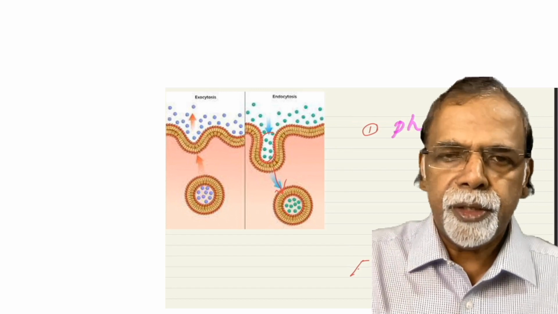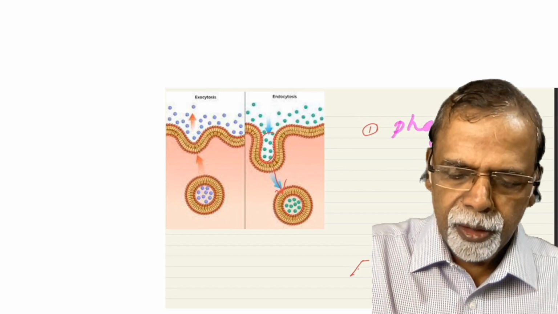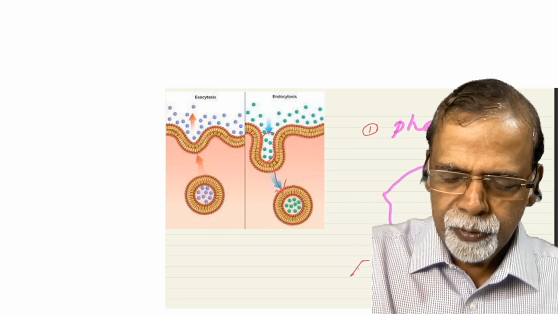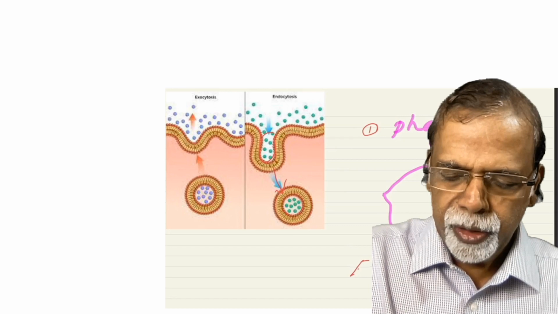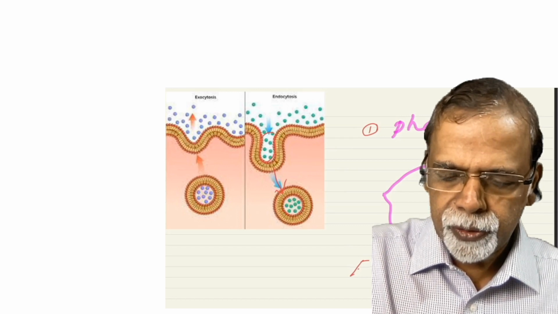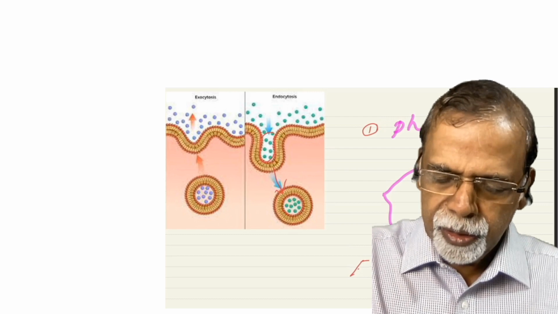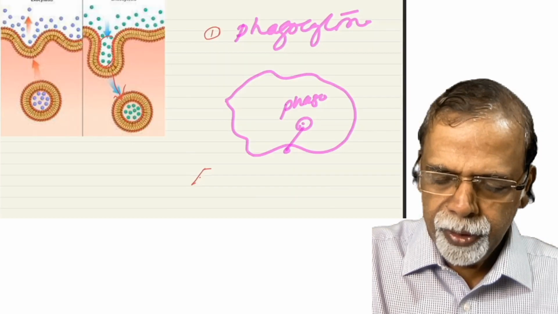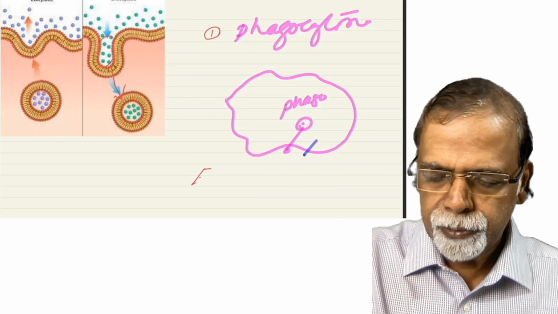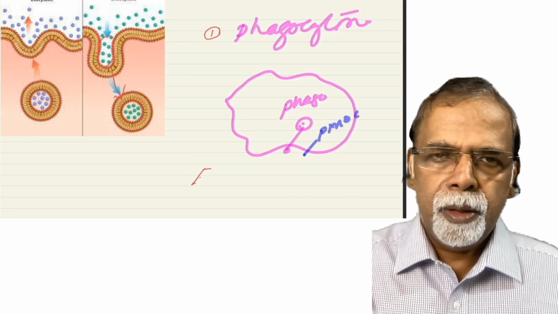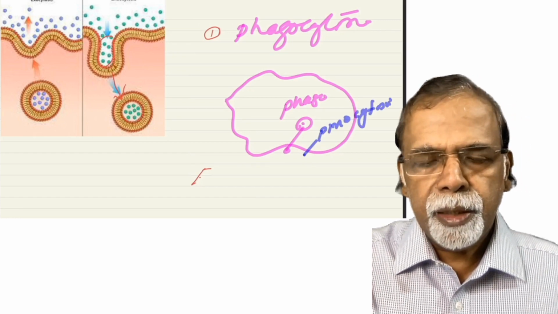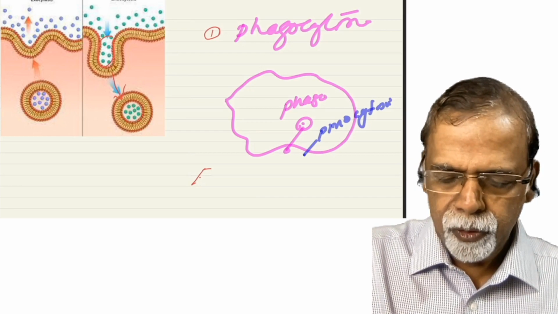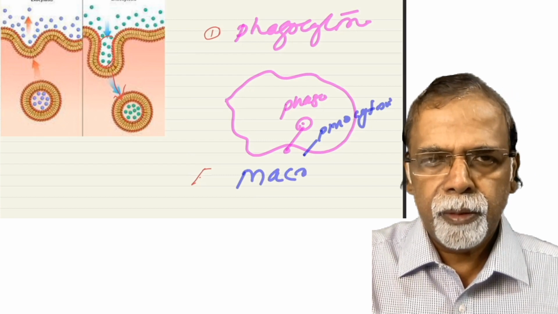Phagocytosis, phago means eating. So a solid particle eaten by a cell, that is forming into a phagosome, that is phagocytosis. If it is a liquid, it is drinking and it is called pinocytosis. Some cells are eating big particles and they are macrophages. Macro means large, phage means eating.